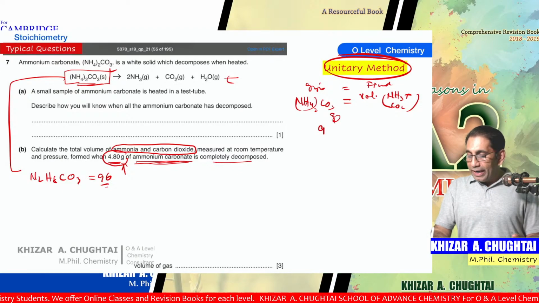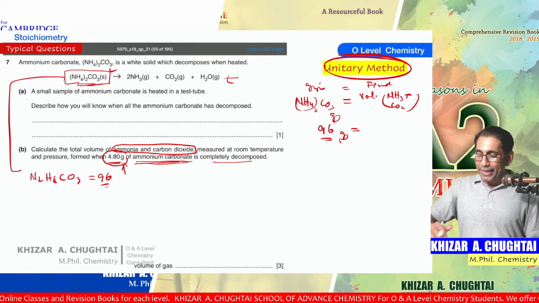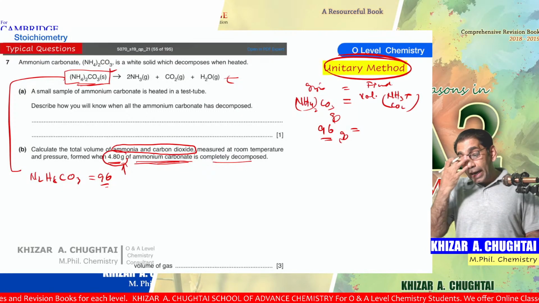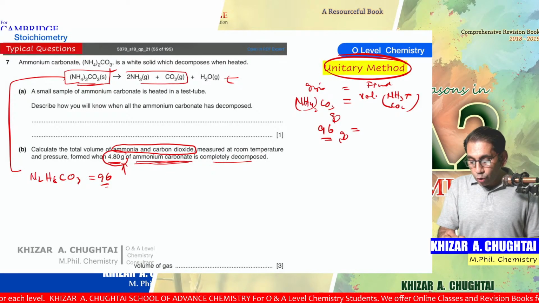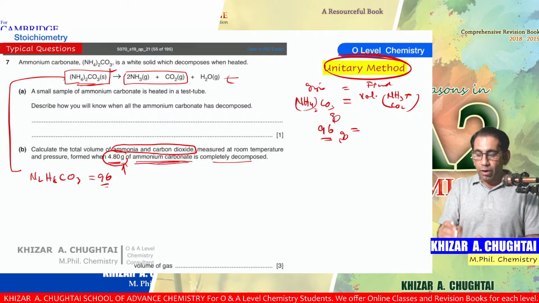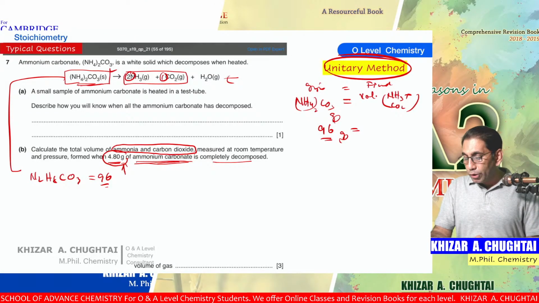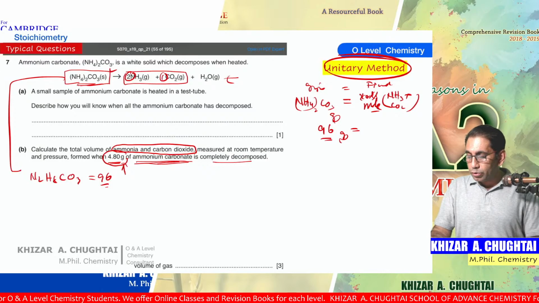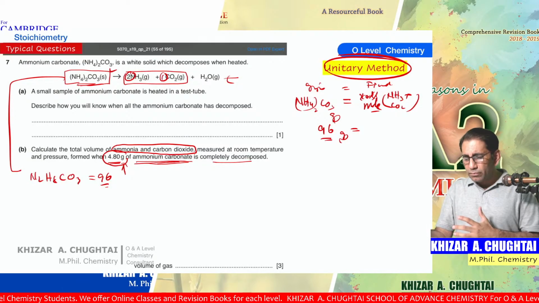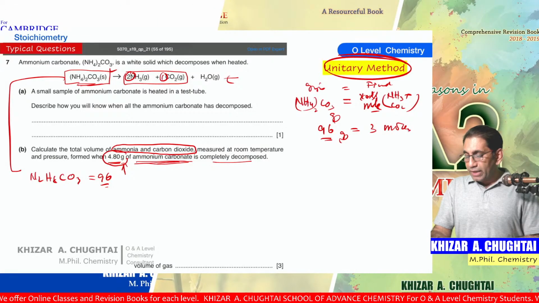So when 96 gram of ammonium carbonate is heated completely or decomposed completely, how many moles, the overall moles of these two species, are formed? 2 plus 1. So I'm writing moles over here. You can also put volume as well, it's no problem, but I am going to make a proper calculation. So 3 moles of these both gases are going to form.